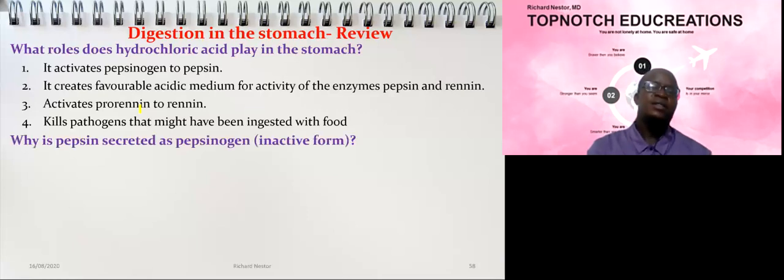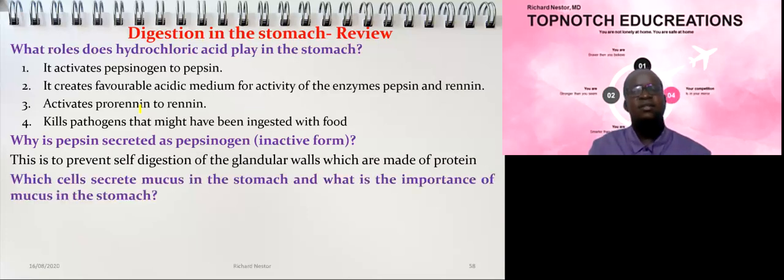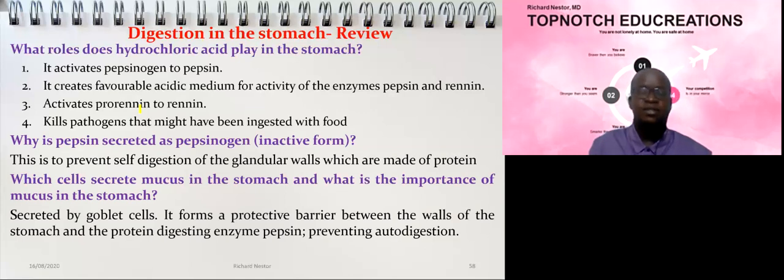Then why is pepsin secreted as pepsinogen? We have talked about that one. You need to be able to give the reason why that is happening. Then which cells secrete mucus in the stomach, and what is the importance of mucus in the stomach? You need to be able to give that. You can talk of two main ways in which mucus is significant. One is lubrication of food, ensuring that it moves smoothly along the digestive system. But apart from that, it also protects the digestive system walls against autodigestion.